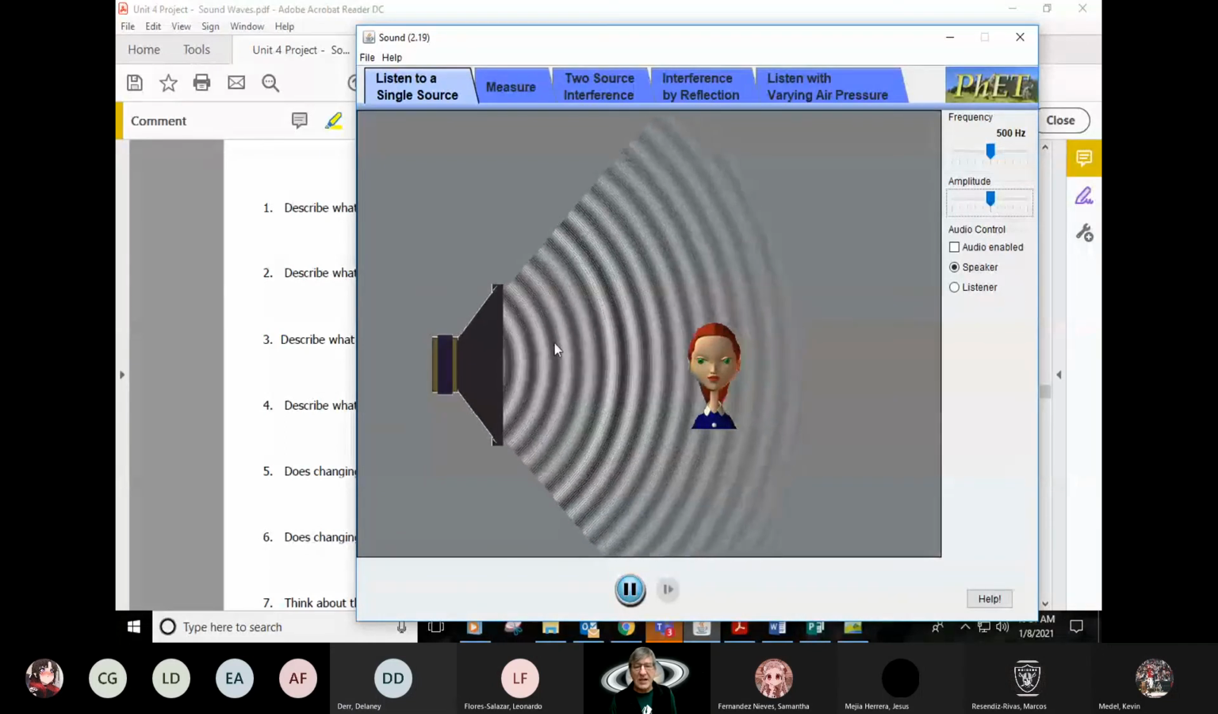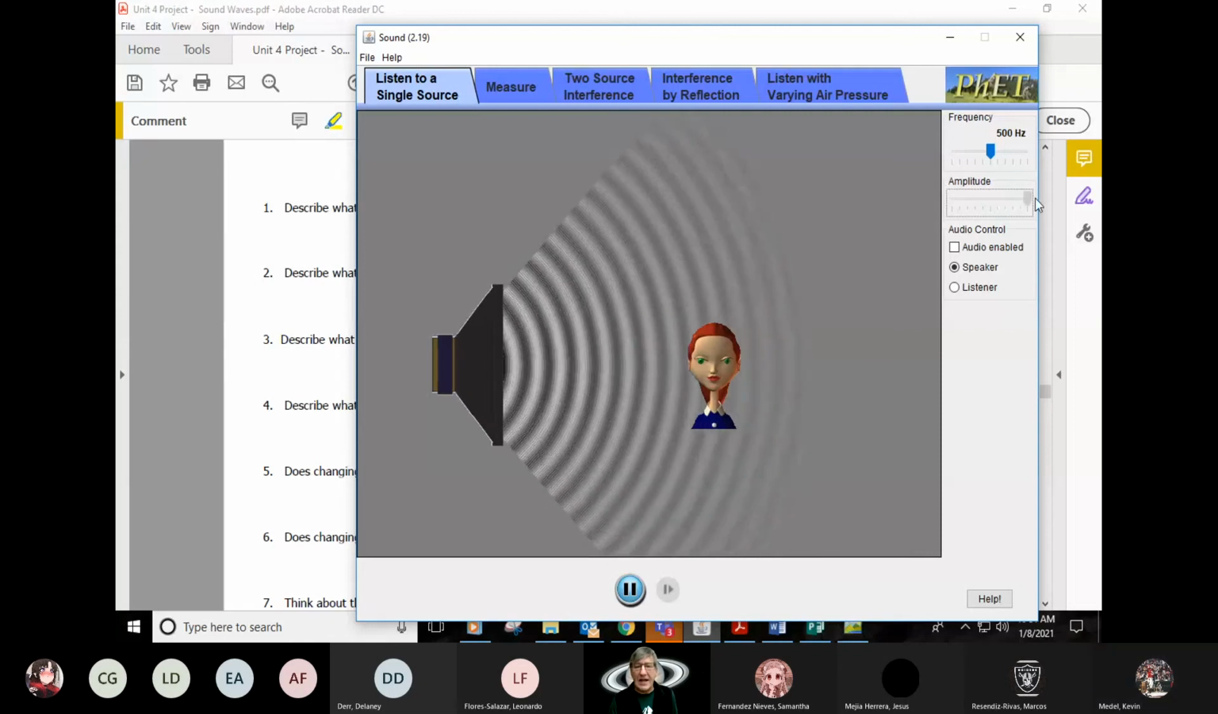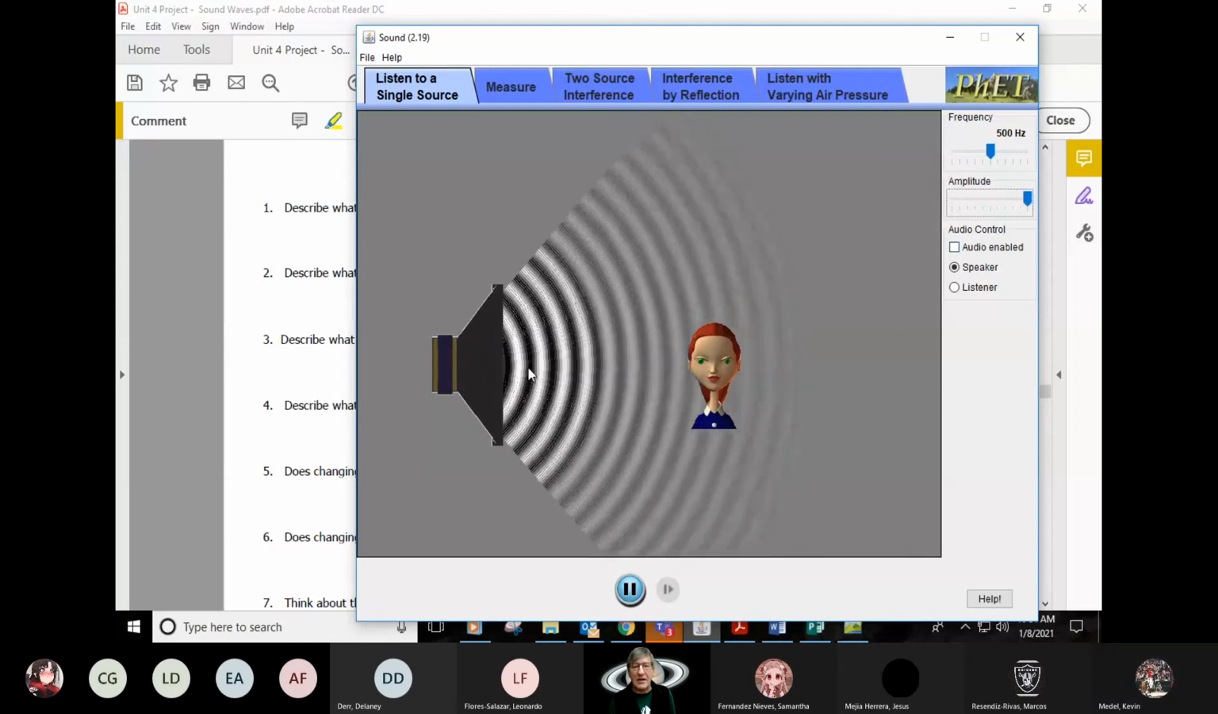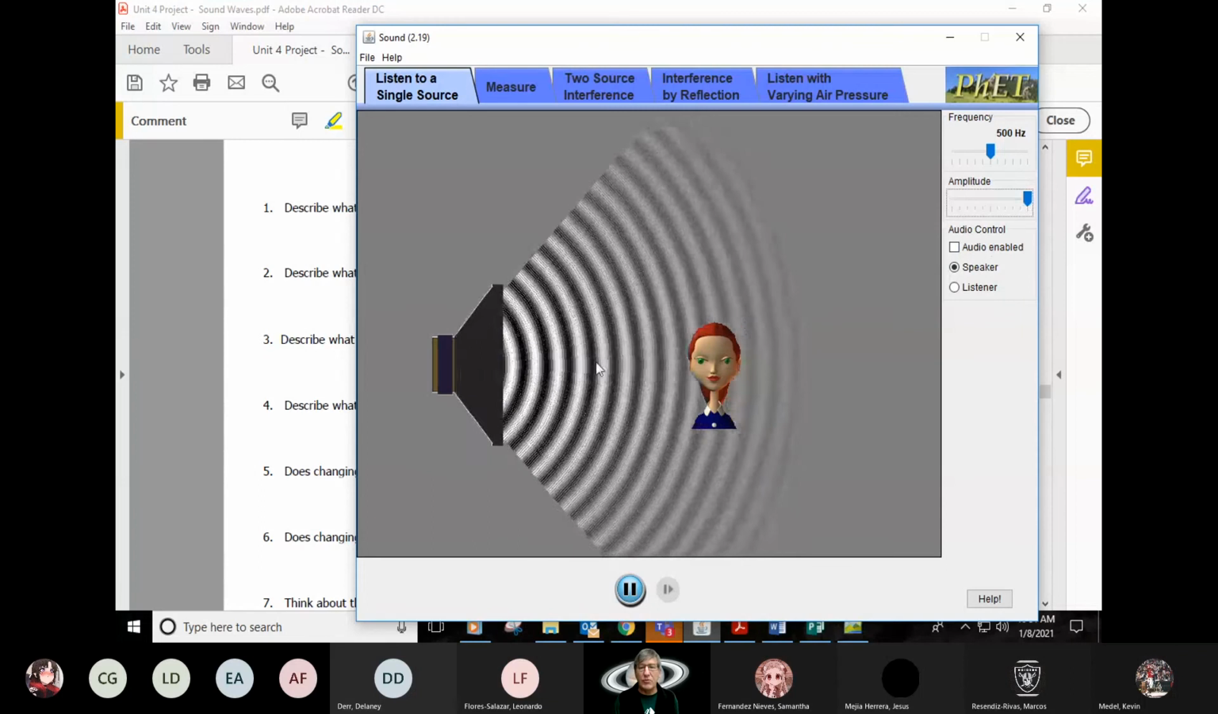Let's drag it back down. See how that's just kind of gray now when I drag it back to the middle? And then I drag it to the right, and now it's very much black and white. So there's more contrast in the waves. Would you agree that this means the waves are a little more powerful, a little more intense?